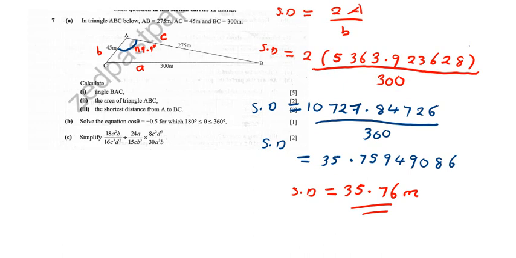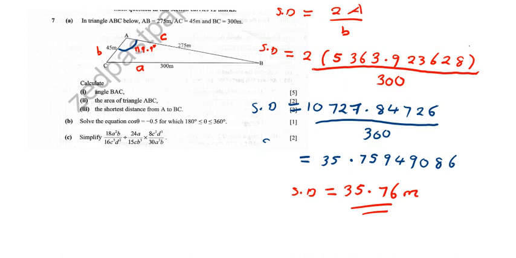So this short distance makes sense. Let's say you get a 50, and as you can see, we have a 45, which is shorter than 50, meaning that the SD which has been found is not making sense. But in our case, 35.76 is much shorter than 45. So it is our short distance. So for that part, we are done. We can now go to part B.